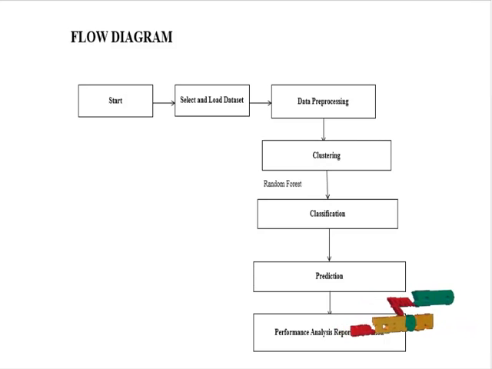First we start the process, and then we select and load the dataset. Here we select the dataset from our repository and load it into our database. Then we implement the pre-processing step. We remove all unwanted symbols, cleaning the dataset, and next we implement the clustering. Clustering means our data will be grouped by sentiment, like positive, negative, etc. And next we perform the classification process.